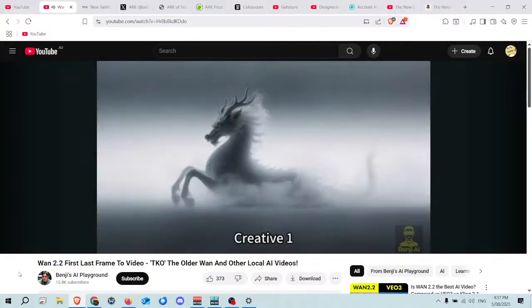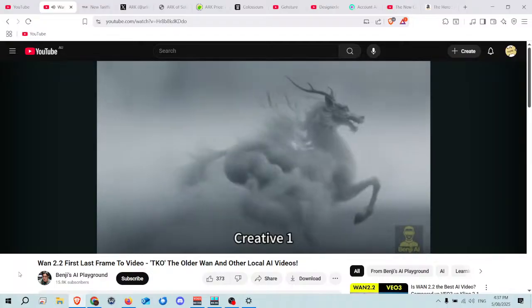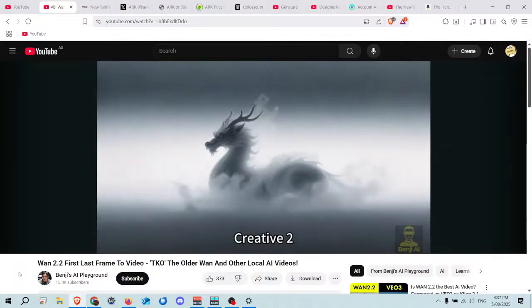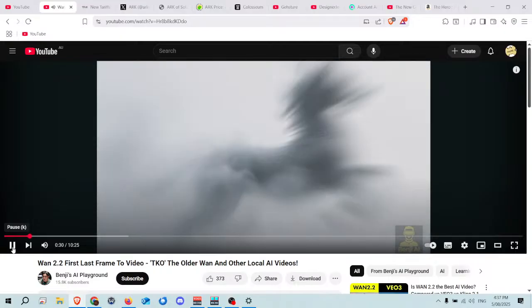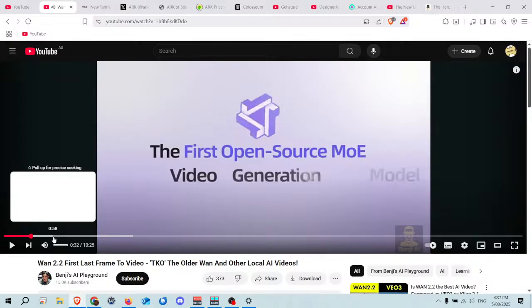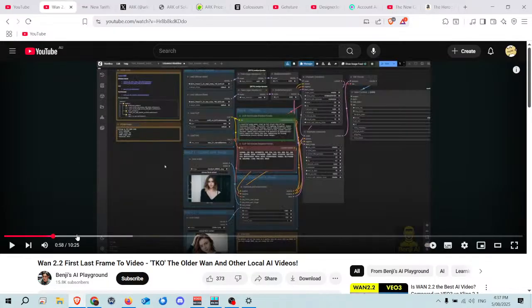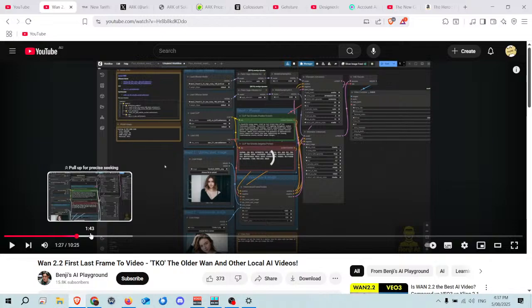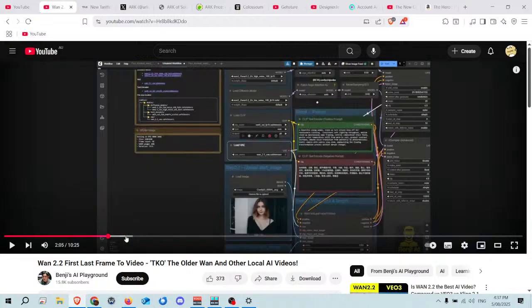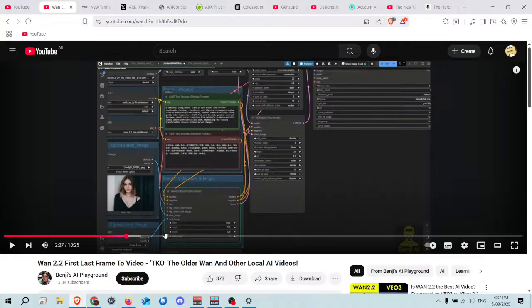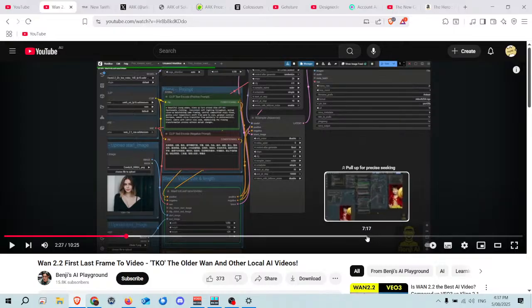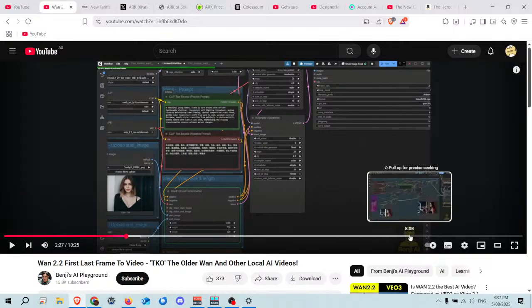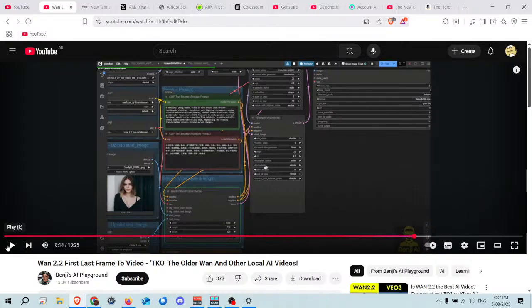FLF2V stands for first last frame to video, and it's exactly what it sounds like. You provide the first frame, you provide the last frame, and WAN 2.2's powerful AI handles everything in between. Yeah, always exciting stuff. Comfy UI model again. I haven't seen any generations or anything, but let's have a look.